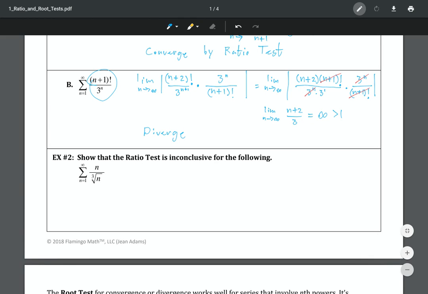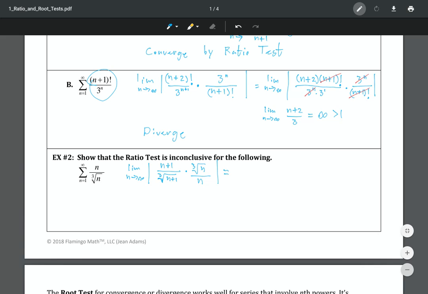Okay, so let's go on to number 3, or example 2, excuse me. And again, we're using the same ratio test, so same idea. We're going to take the limit as n goes to infinity of the cube root of n plus 1, divided by n over the cube root of n, which, if I flip that, because I'm dividing, I would have this. Now, there's pretty much nothing you can cancel on this.